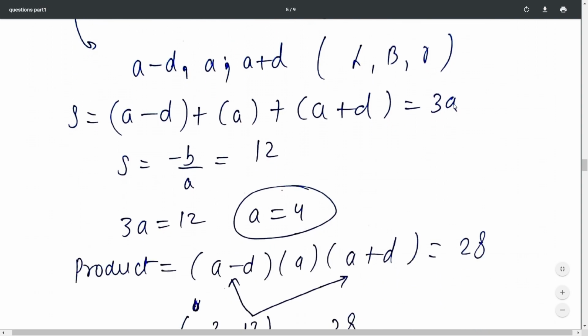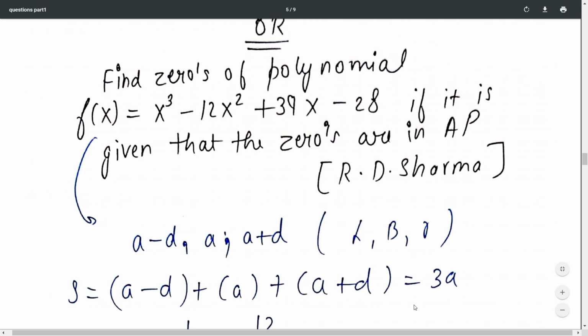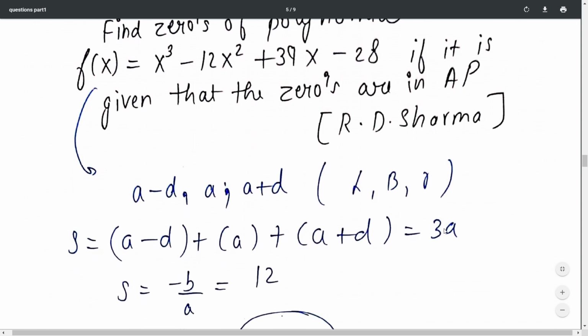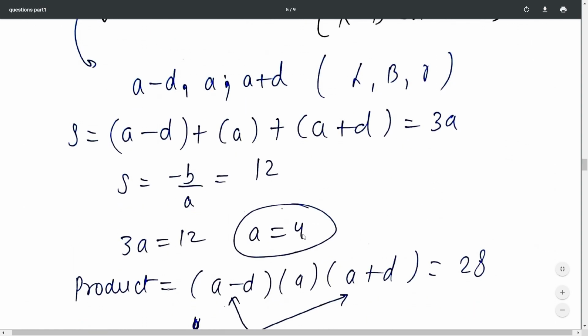Don't get confused with this a and this a. This a is this coefficient 1, and this a is the term of the AP. You can take some x, y, z also if you are getting confused. So 3a is 12, a is 4.